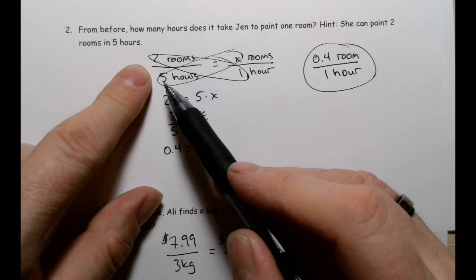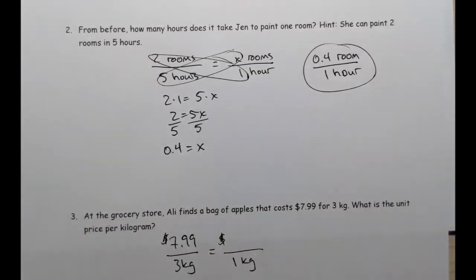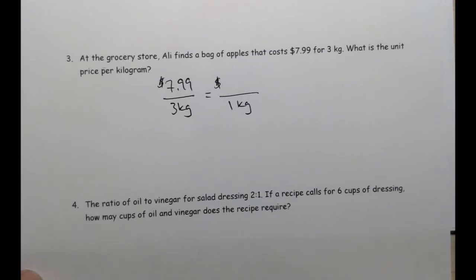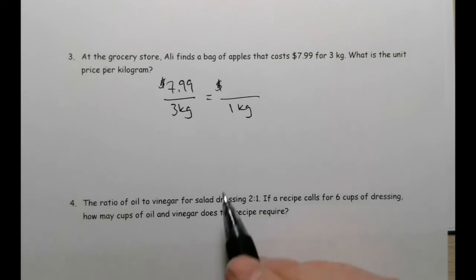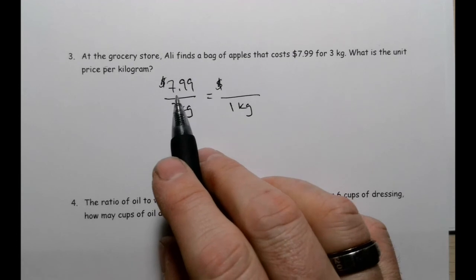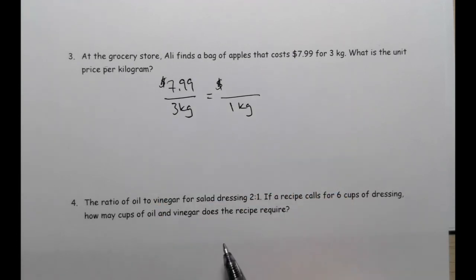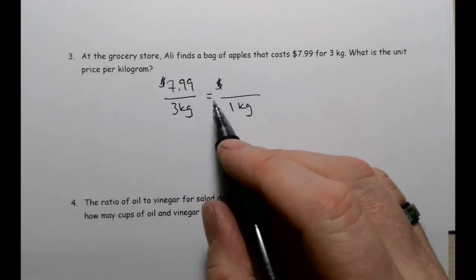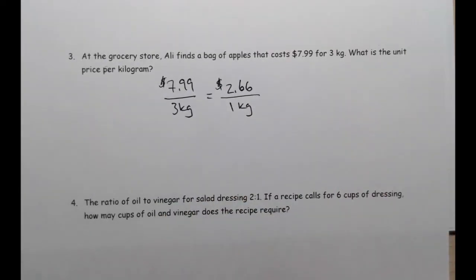So when I get to this question, I'm starting to think that maybe I should just cheat a little bit. I know it's going to be $7.99 divided into 3 kilograms. And when I take $7.99 and divide it by 3, I get $2.66, roughly. There's a little bit of rounding there, but that's 66 cents per kilogram.